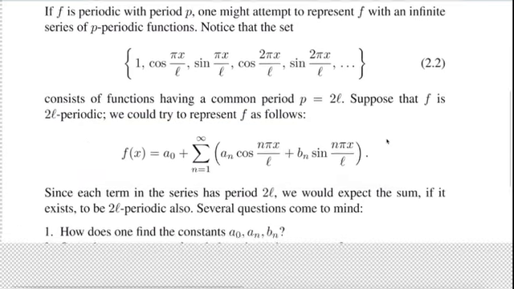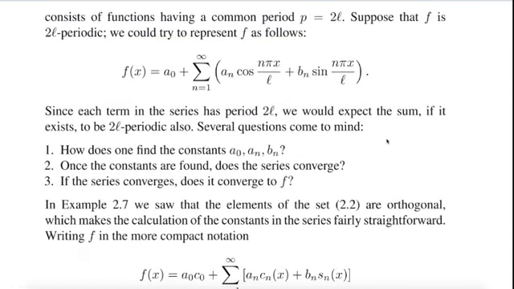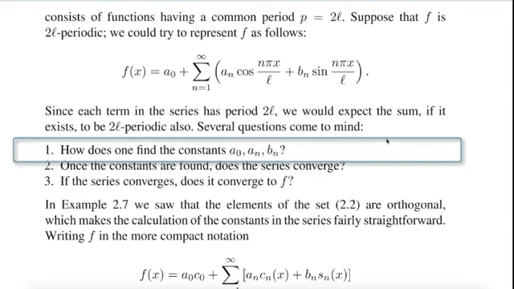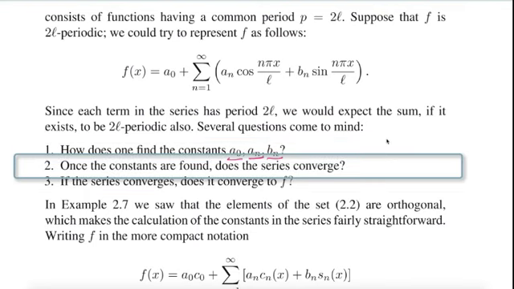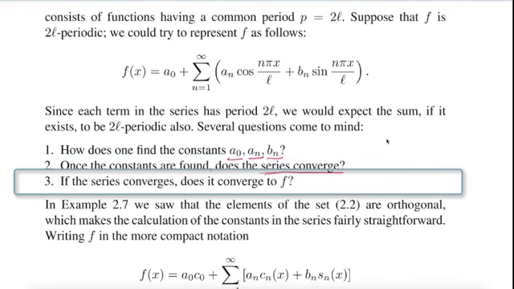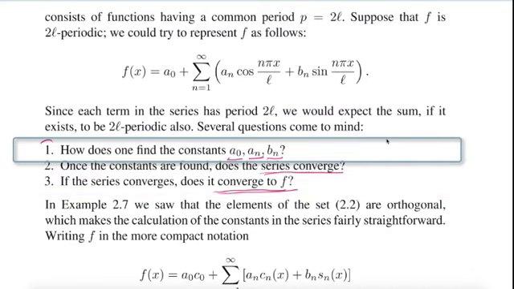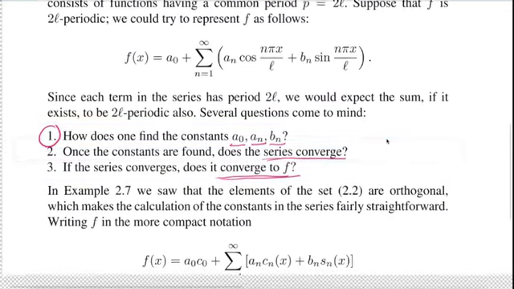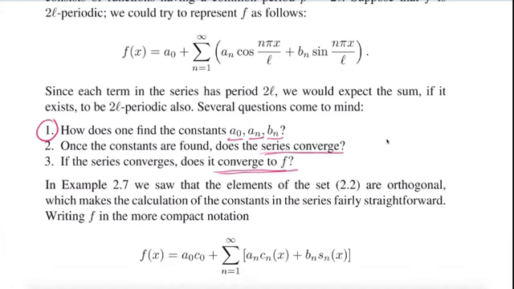Of course, this raises a whole bunch of questions, and here are 3 of them. How do we find the coefficients a0, an, and bn? This is something I will answer right now in this video. And then once the constants are found, when does the series converge? This is something I will do in 2 videos from now. And then if it converges, does it converge to f? But question 1 we can do: how to find these coefficients a0, an, bn?